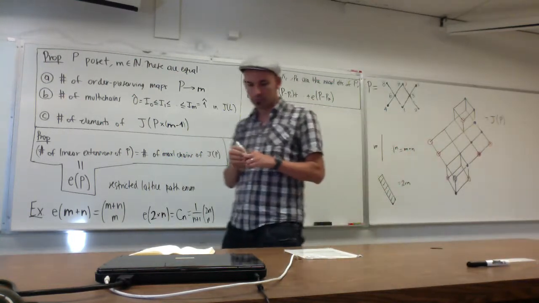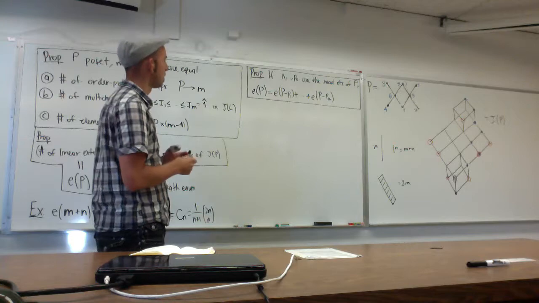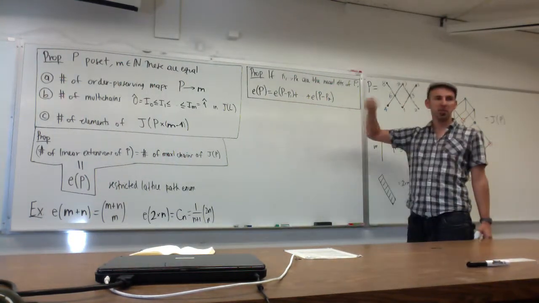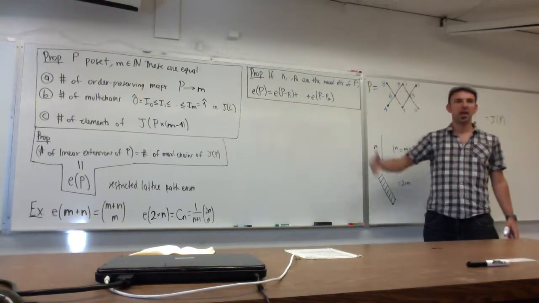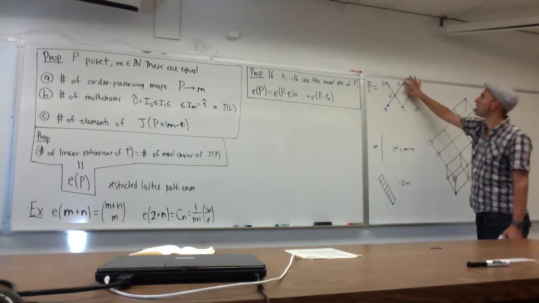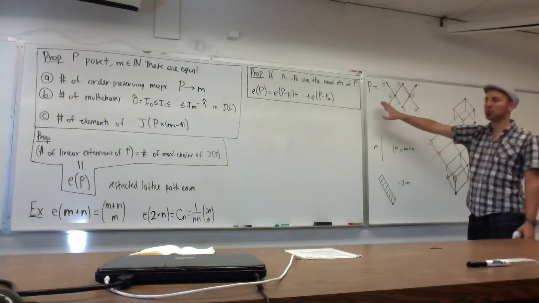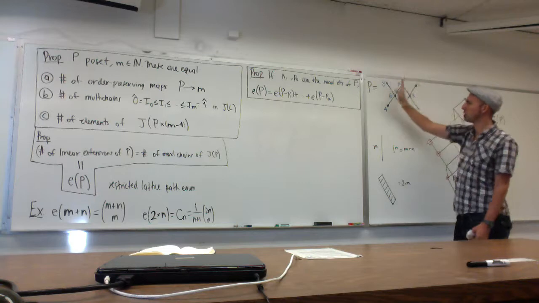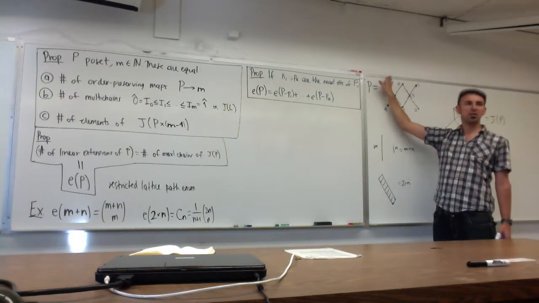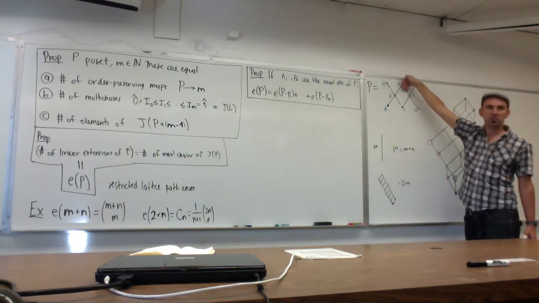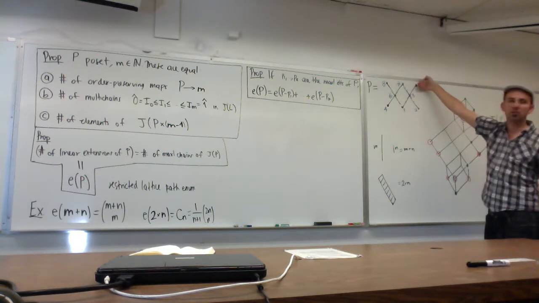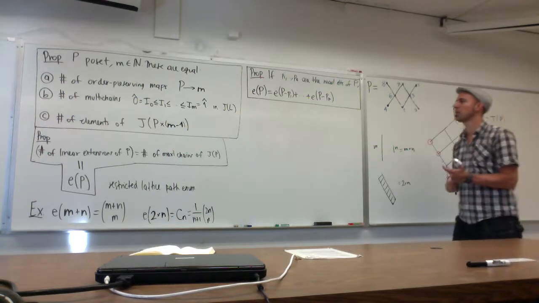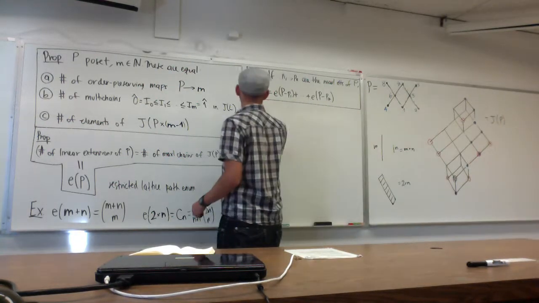Yeah? What do you mean exactly by P minus P1? Like the poset without that element? Yeah, so I mean take the poset P and just throw out that element Pi. So like in this case, the number of extensions of P is going to be the number of extensions of this poset when I throw out 8, plus the number of extensions of this poset when I throw out this guy, plus the number of extensions of this poset when I throw out this guy. So why is this true?